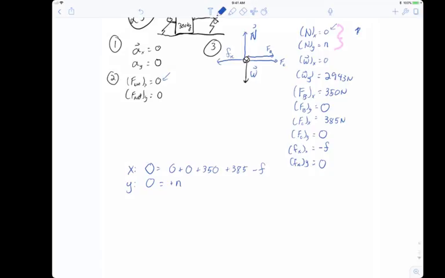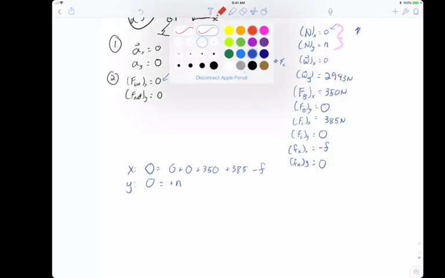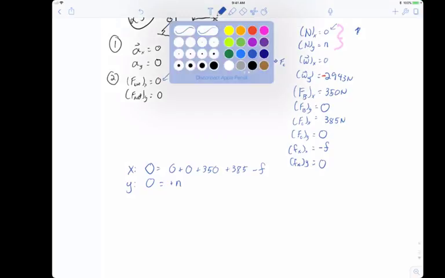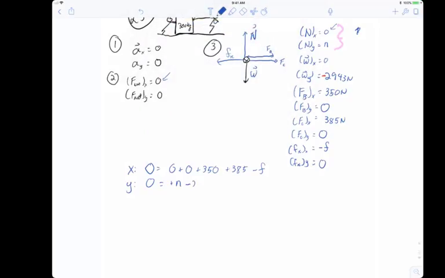Oh, wait, hold on. I made a mistake here. This should be a minus sign, minus the weight. Sometimes you get too busy, too caught up writing down these things. And the rest of the forces are 0. 0 plus 0 plus 0. So you solve these algebraically. The normal force strength has to be 2943, and the friction force strength has to be 350 plus 385, 735 newtons.